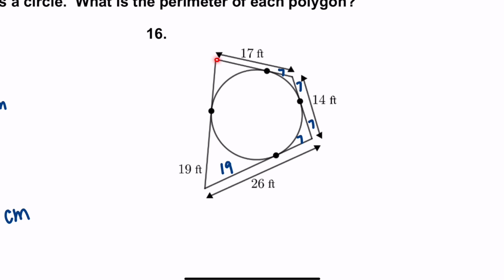And this whole length here is 17. This piece is 7, so there's 10 feet left here and 10 feet left here. So now we add them up. I already know this is 17, this is 14, this is 26. So add those 3 and then add the 29 for 10 plus 19. And that gives us 86 feet.